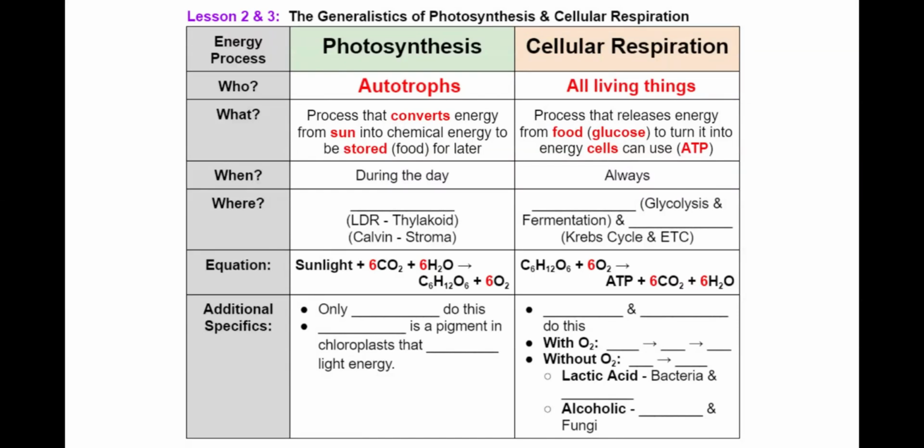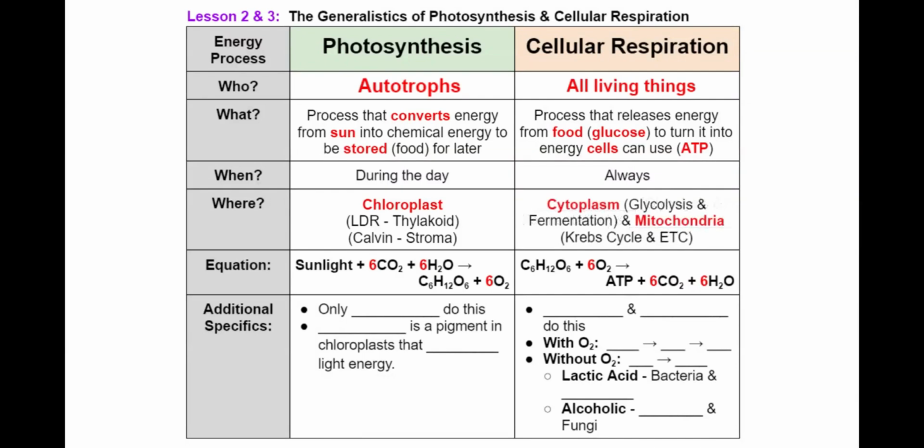We're talking about the big ticket organelles, not so much what's in them. So, photosynthesis happens in the chloroplast. Now, the light dependent reaction specifically happens in the thylakoid of the chloroplast. You do need to know this. And the Calvin cycle happens in the stroma.